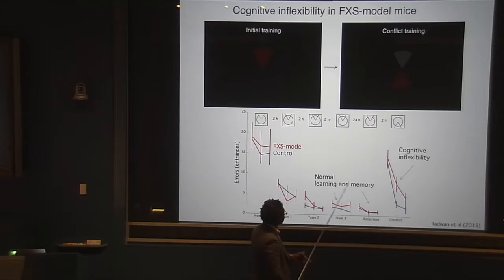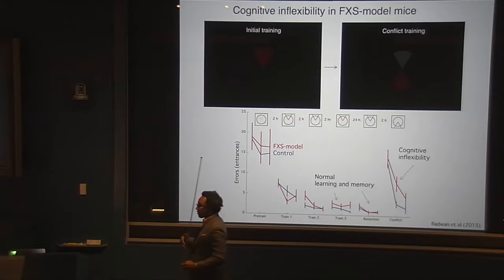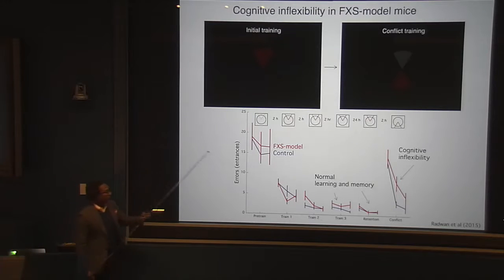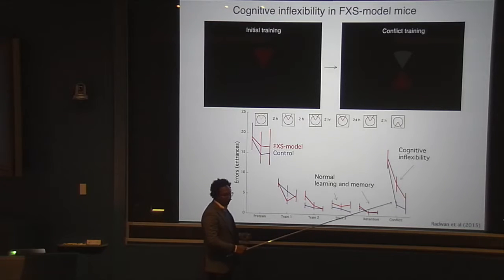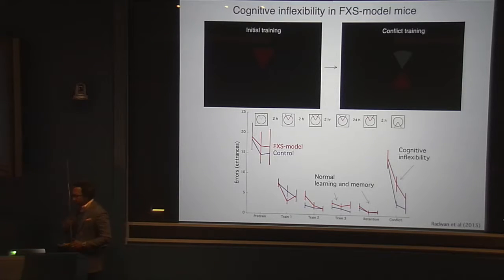These mice tend to be inflexible when they have the FMRP protein missing. They tend to persist in avoiding the initial shock zone and not respond as quickly as a wild-type mouse, which very rapidly abandons avoiding the old area and starts avoiding the new current location of shock. I'll explain why that happens by the end of the talk.